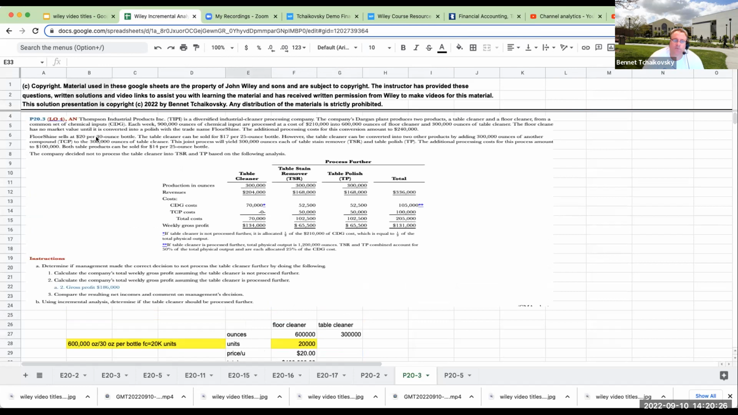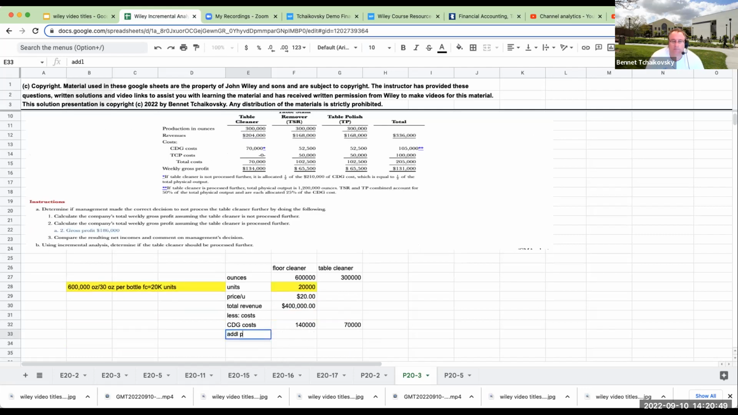Additionally, if I'm producing the Floor Shine, I have to look at the additional processing cost of the conversion. The floor cleaner has no market value until it is converted into a polish with the trade name Floor Shine, so the additional processing costs amount to $240,000. My total costs over here are going to be 140 plus 240. Over here, I've got 70,000.